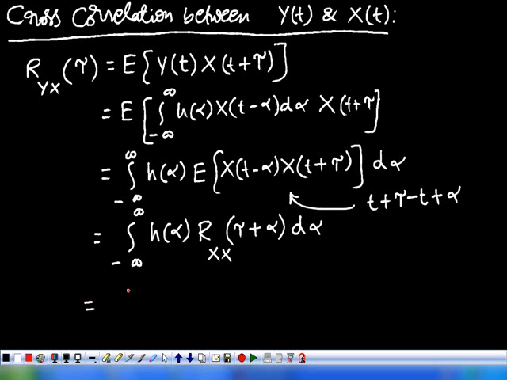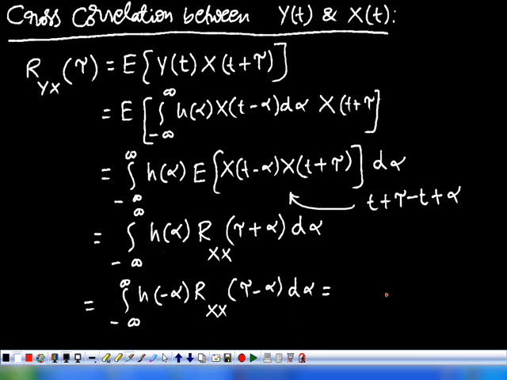So can I write this as the integral from minus infinity to plus infinity of h of minus alpha, Rxx of tau minus alpha, d alpha? Is it right? Replace alpha with minus alpha. Then the limits become plus infinity to minus infinity. Here you will get a minus, which again can be written as the integral from minus infinity to plus infinity.